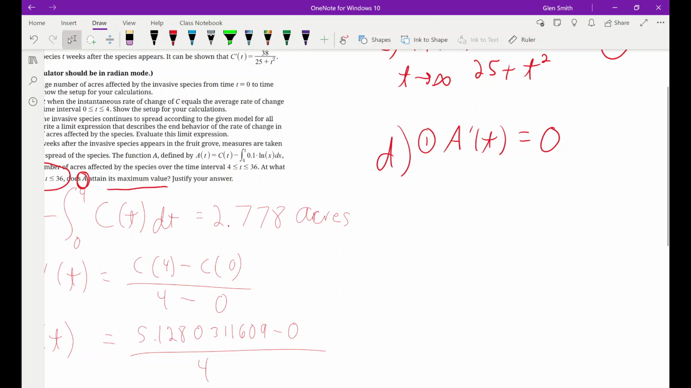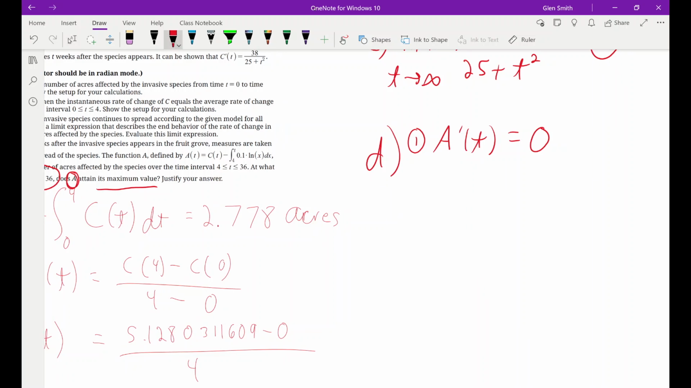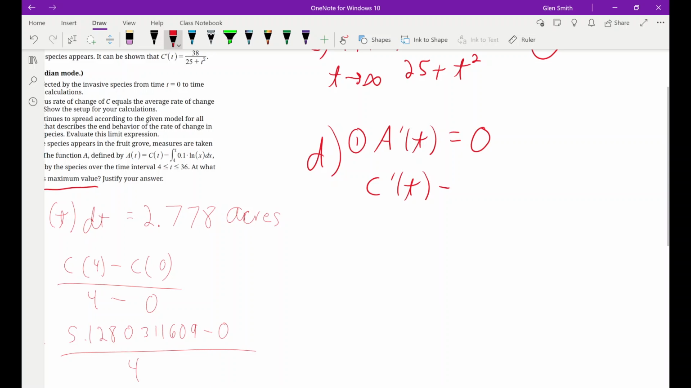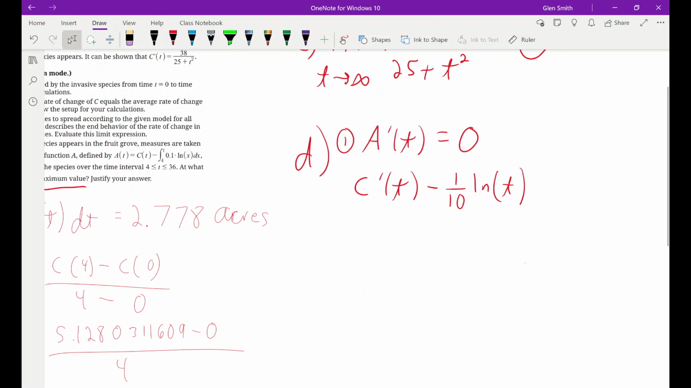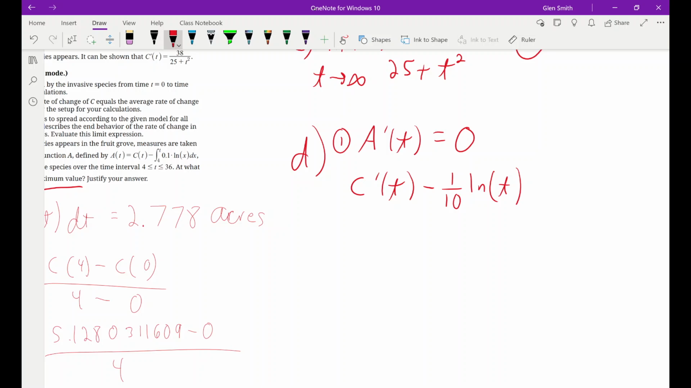So a prime is going, I'm going to write this out, is c prime of t minus, and the derivative of an integral expression here is just, so 0.1, which is a tenth, I'd rather have a fraction in there, times ln. I'm plugging in the top limit, and then technically there should be like a times a 1 here because you got to derive that, and then minus a 0 because we're going to plug 4 in as well. But anyway, you should get this, 1/10 ln of t, and I need that to equal 0.